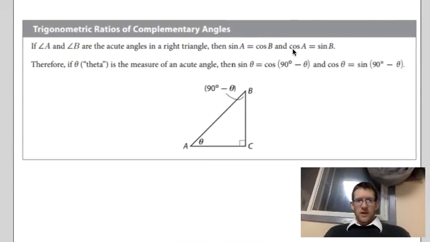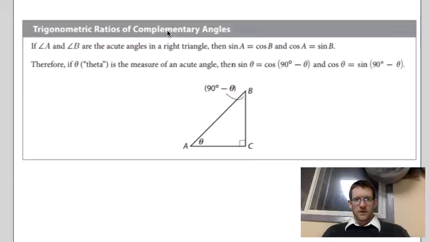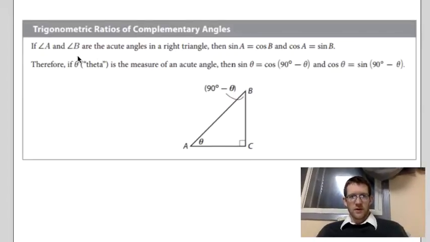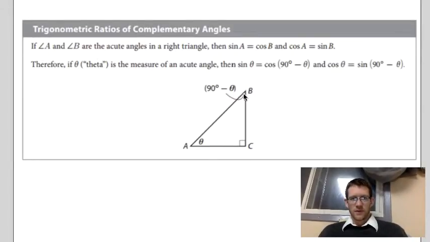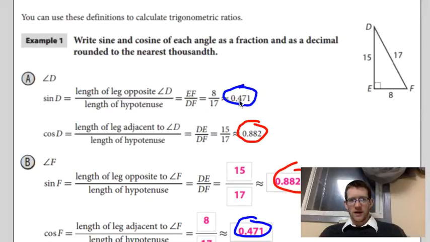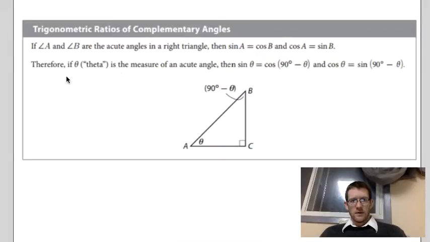Finally, we also touched on this. Don't get too lost here on the verbiage, but notice here that it says if angle A and B are these two angles in the right triangle, then the sine of angle A equals the cosine of angle B. And vice versa, the cosine of angle A equals the sine of angle B. We proved this right here, right? The sine of one angle equals the cosine of the other, and vice versa. So keep that in mind. We also introduced this new symbol here.